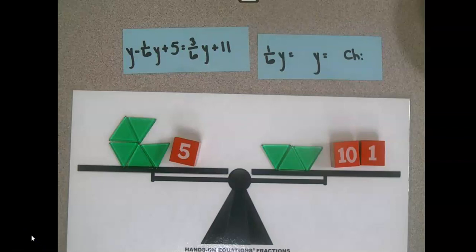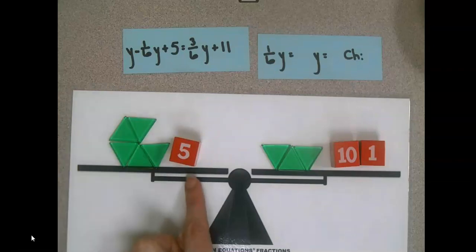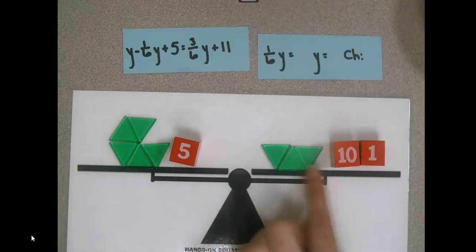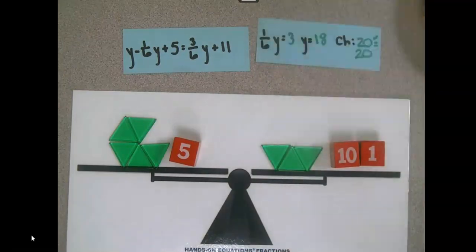So here is my original setup so that I can do my check. So if 1/6 y is equal to 3, on this side I have 15 plus 5, which is equal to 20. And on this side I have 9 plus 11, which is also equal to 20. So my answer for this one would be 1/6 of y equals 3, y equals 18, and my check is 20 equals 20.